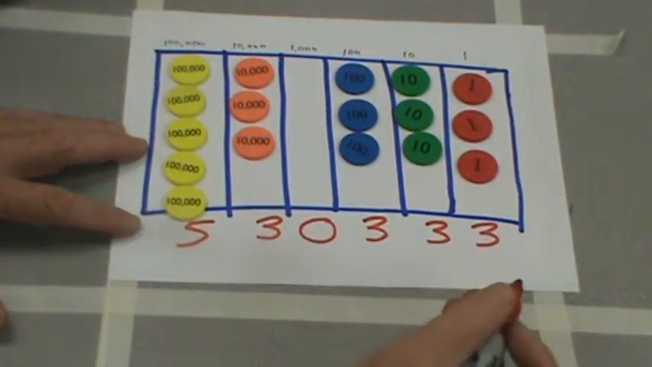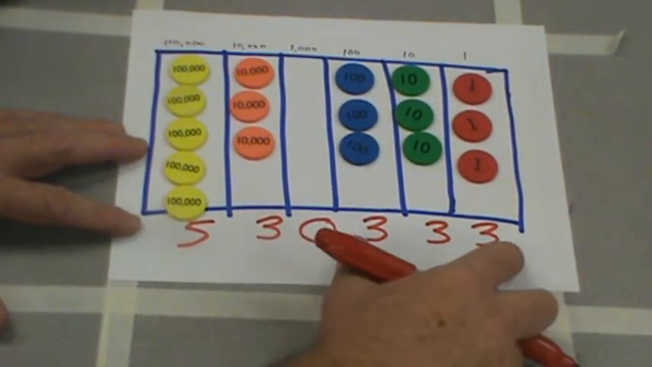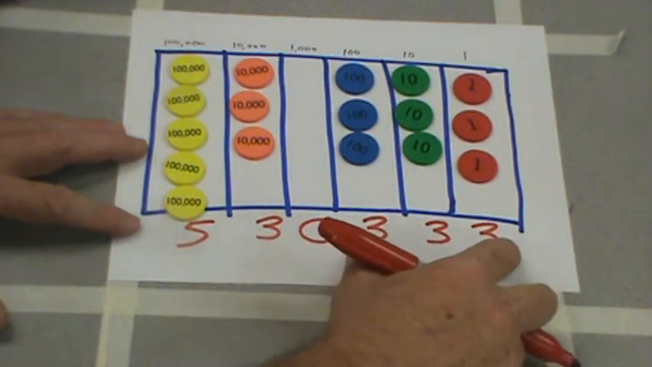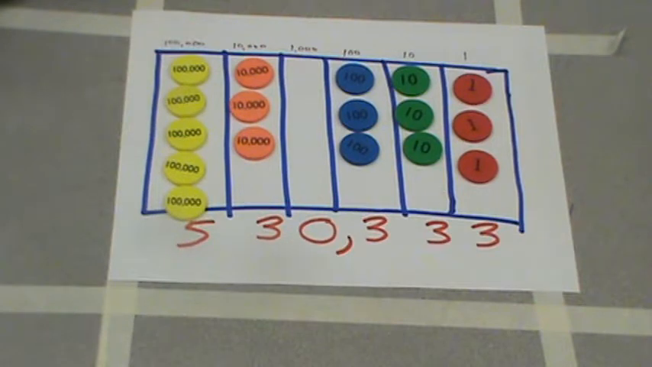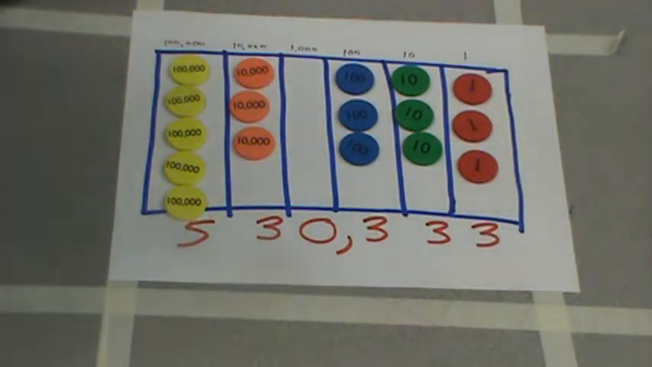So there's our number, and we know that our comma goes between the periods. Each set of numbers is a period, set of 3. So 1, 2, and 3. And how would we say this number in standard form? We would say 530,333. Once again, you did not have to do any of that. That was just for your enjoyment.